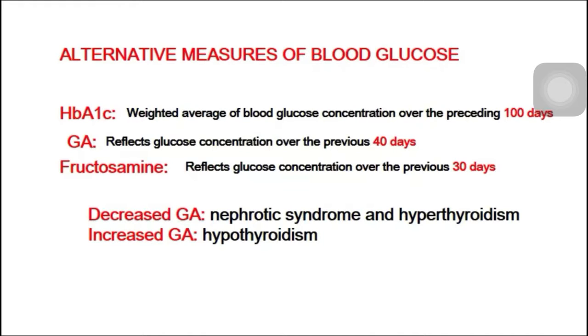Important to note, many plasma proteins will be elevated as part of the acute phase response. That's why fructosamine is not used to estimate average blood glucose concentration during acute illness or injury. Again, fructosamine should not be used to estimate average blood glucose concentration during acute illness or injury, because many plasma proteins, remember, will be elevated as part of the acute phase response.